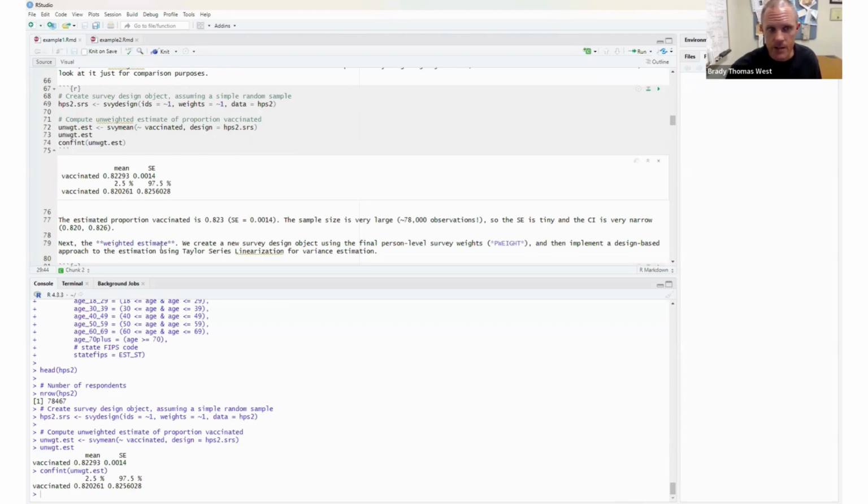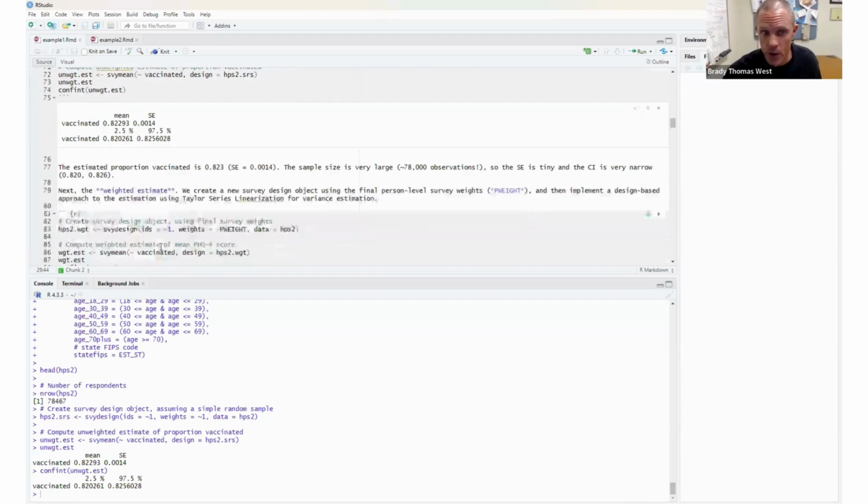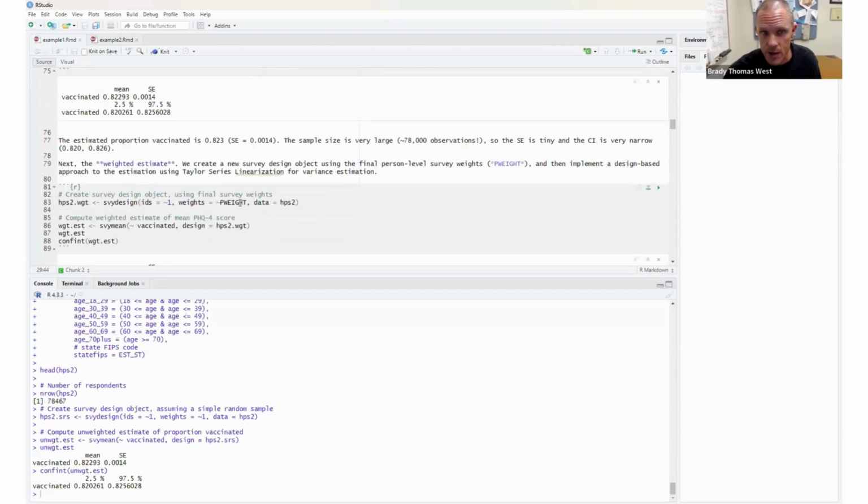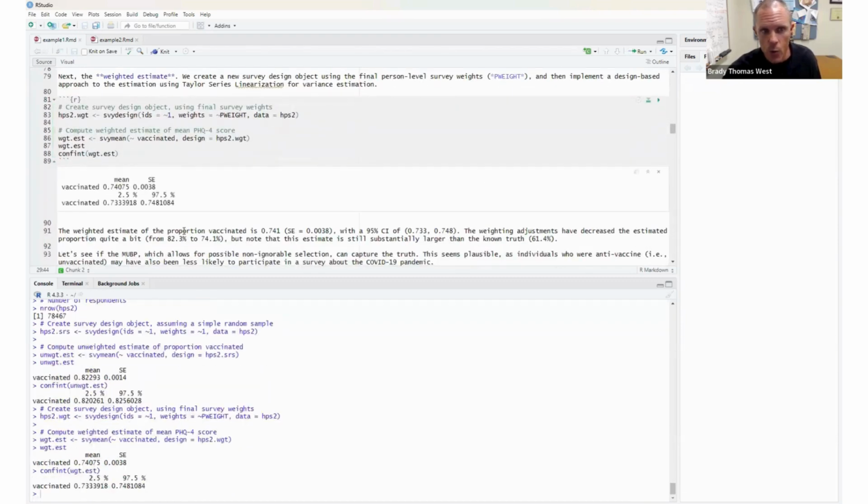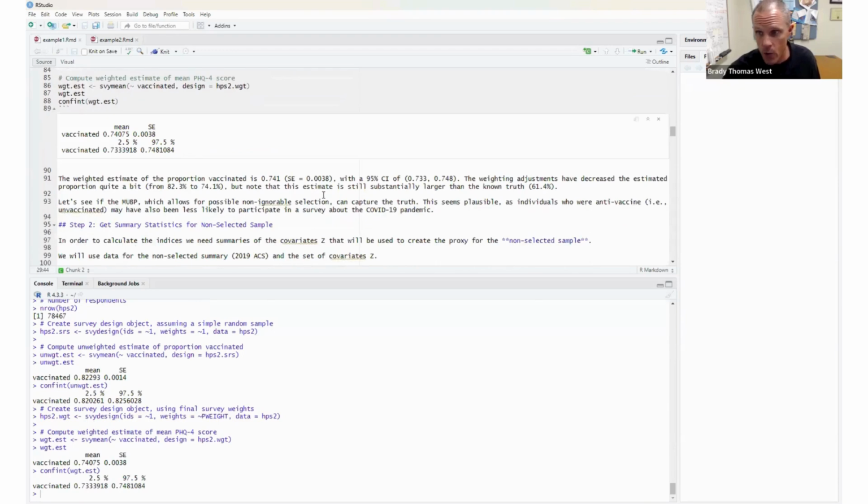Next, maybe the weights will help. We're going to look at the weighted estimate, create a new survey design object using those HPS weights, and recompute that weighted estimate and a 95% confidence interval. Now the weighted estimate of the proportion is 0.741. So we've reduced some of that positive bias. We're moving in the right direction, but we're still not close. And at the same time, because we have such a big data set, that 95% confidence interval is super narrow. So we have a biased estimate with very little variance, but we're way off. This is the issue with big data.